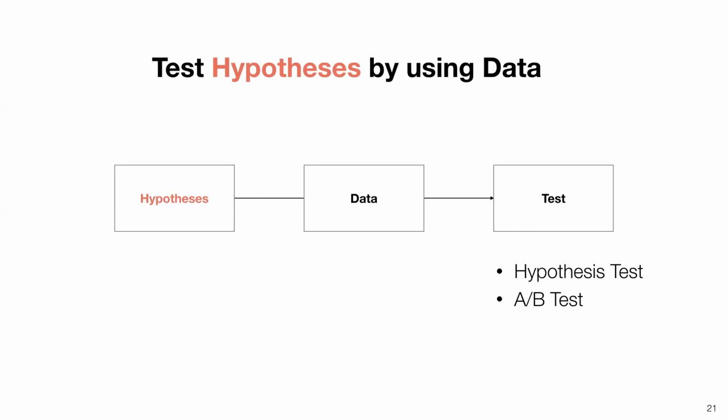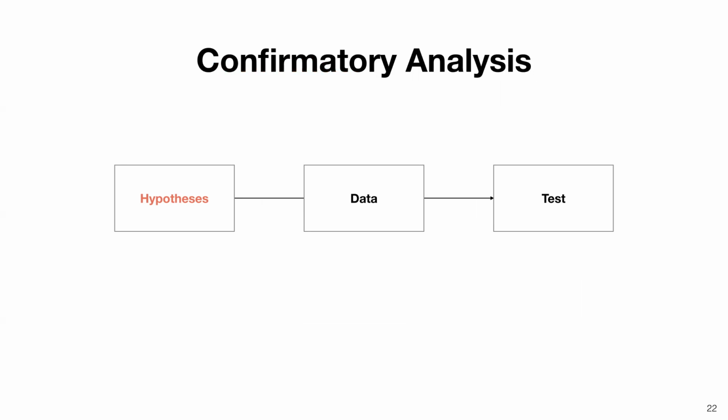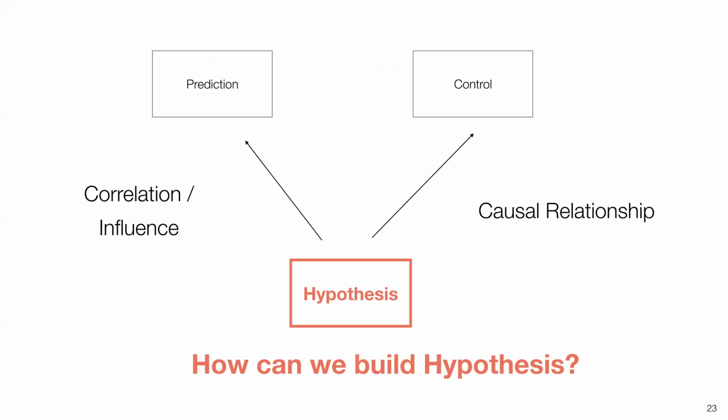Once you have the hypothesis, you want to use the data to make sure the hypothesis is valid, and you do a statistical test and so on. This is called confirmatory analysis. You have the hypothesis, you use the data to test it, and then validate it.